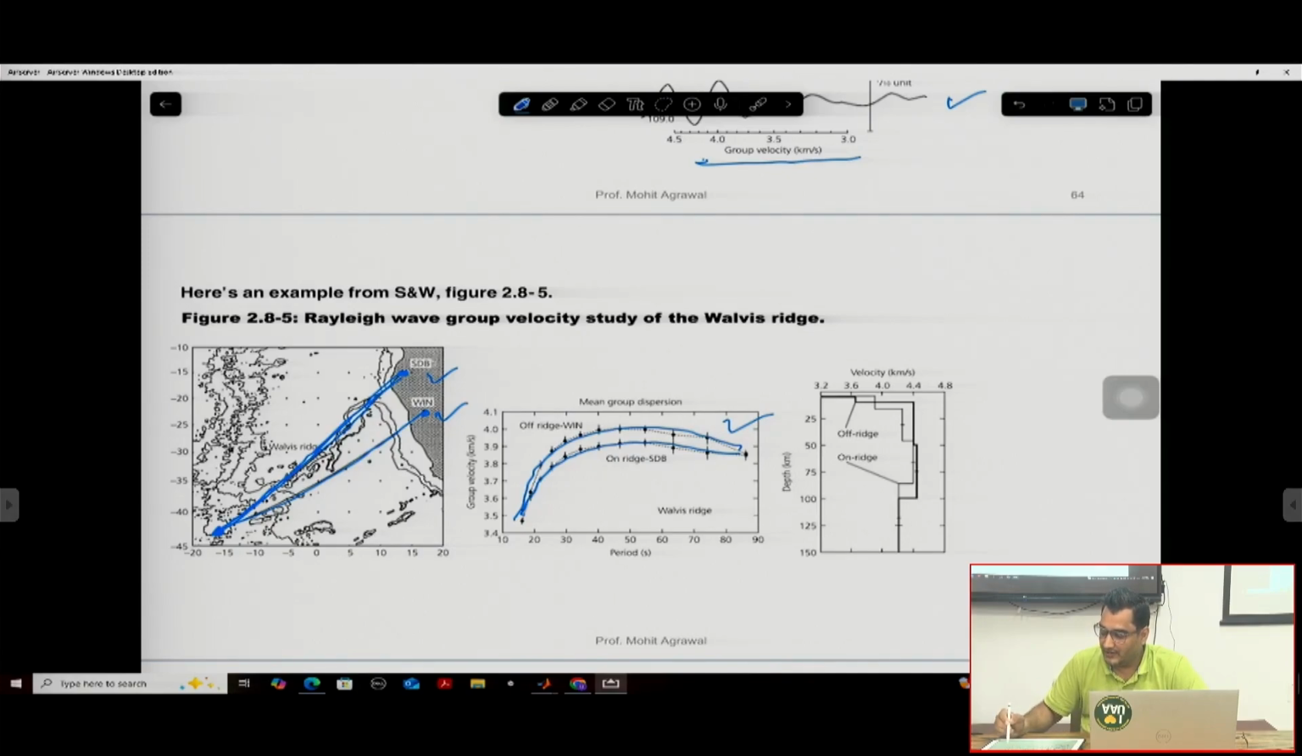Okay, and if you model it using some kind of inverse technique, then your model may look something like this. The black thick line is representing the off-ridge model, and the thin black line is representing the on-ridge model. Okay, so you can easily see that the off-ridge model is depicting the higher velocities in comparison to the on-ridge model. That is also indicating that there might be a possibility of a slower velocity model underneath the ridge. That may be true because underneath the ridge there might be some magma present or maybe some kind of hot spot present.